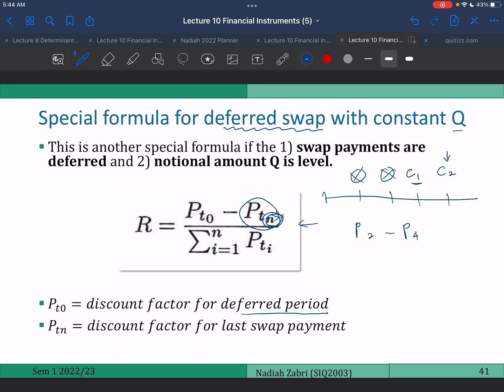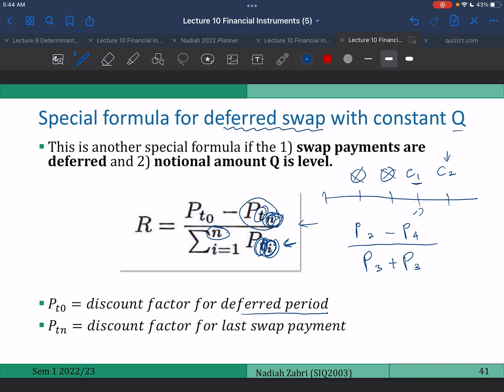Okay, so it will be P4 divided by the sum of, I means the present value of how many payments you make. So now you have 2 payments only. So the timing of the first payment and the timing of the second payment. The timing of the first payment is at time 3. And then the timing of the second payment is time 4. So you know, t_i means the timing of the first payment and then the timing of the second payment. This one is the timing of the nth payment, the last payment.